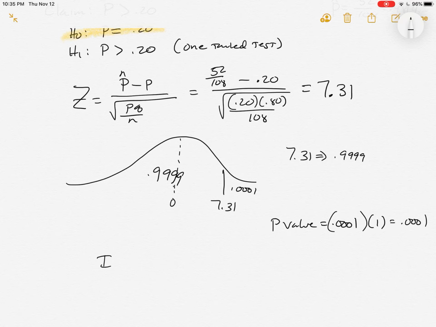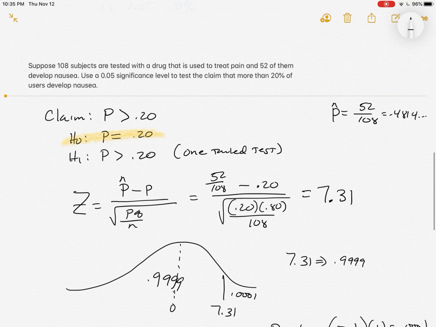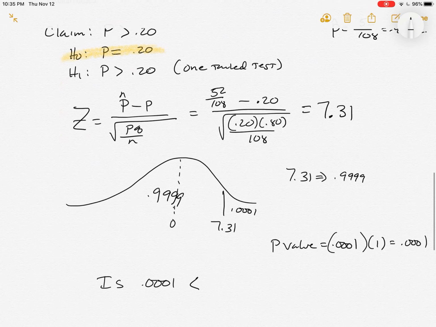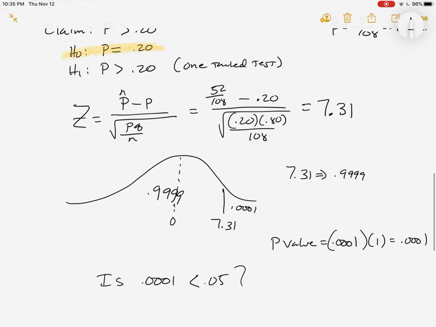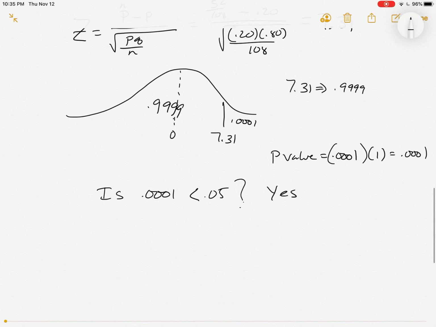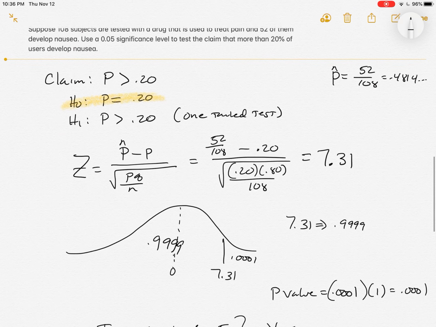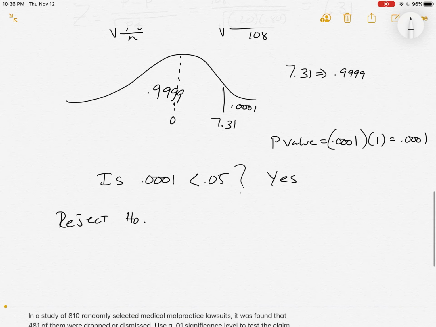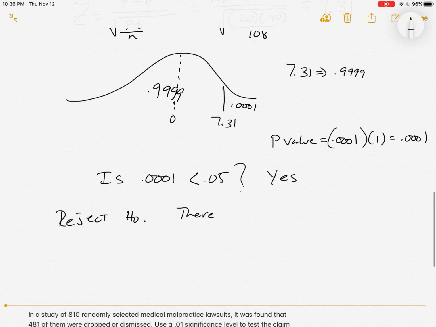Now the question is: is 0.0001 less than the stated level of significance of 0.05? And the answer is yes. Because the answer is yes, you're going to reject the null hypothesis. Anytime you reject the null hypothesis, you're making a very strong statement. You're saying, okay, I know it's not 20, so it's got to be above 20 because it's got to be on the same side that the data is coming out at. So then you're right, there is sufficient evidence.